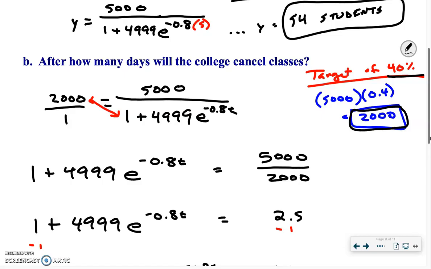So now we knew what we were going to plug in place for our student population. That was our target. Once we hit 2,000, which represents 40% of the student population, once we hit 2,000 students, that's when classes were going to be canceled. Kind of make sense?